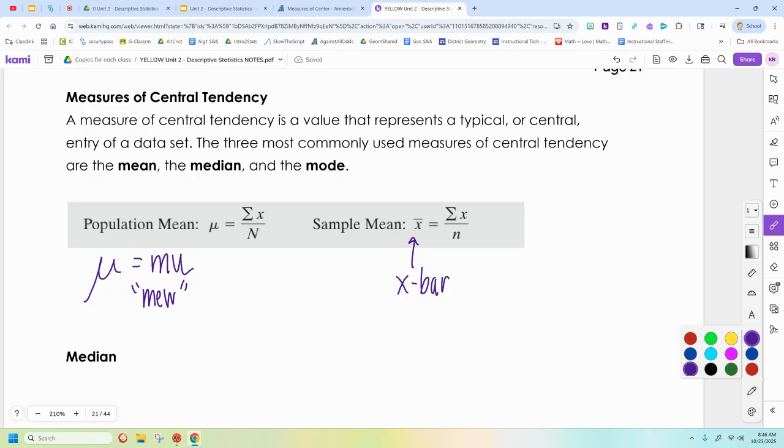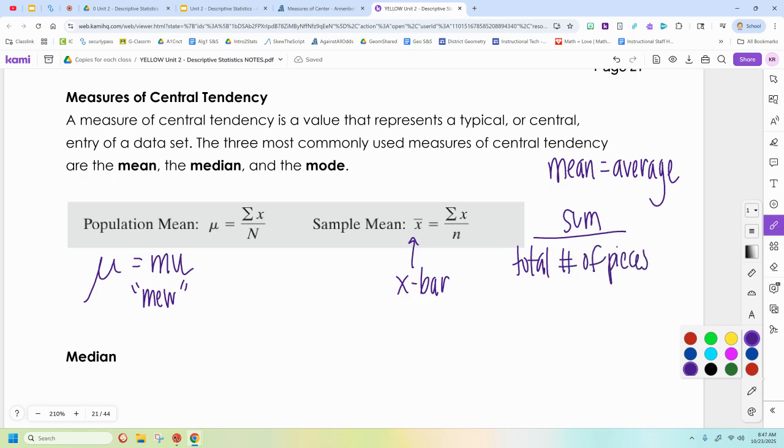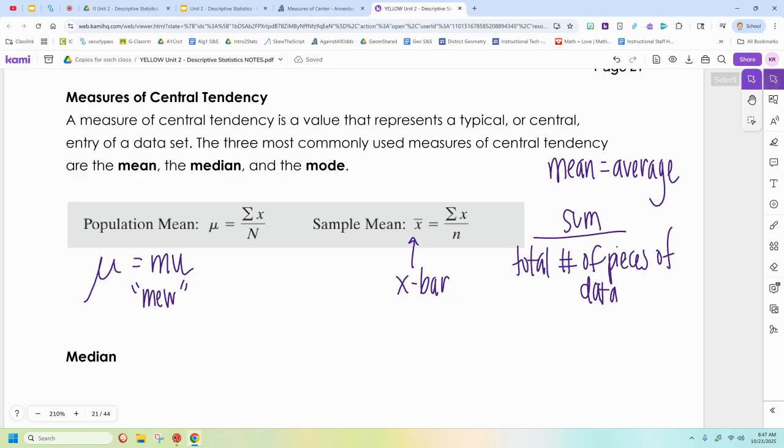And of course, it's the sum of all the values divided by the number of values that you have. Our mean is our average. And if you know these things, you don't have to write them down. I'm just kind of throwing them up there. It's our sum divided by the total number of pieces of data. So if you have 30 pieces of data or 50 pieces of data, that's what we divide by.